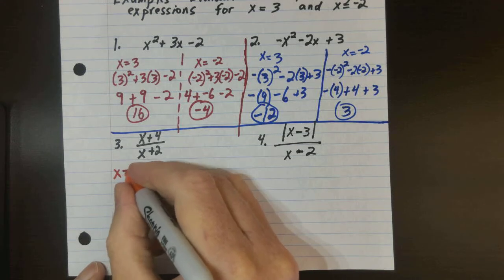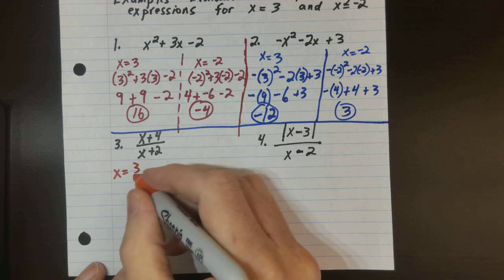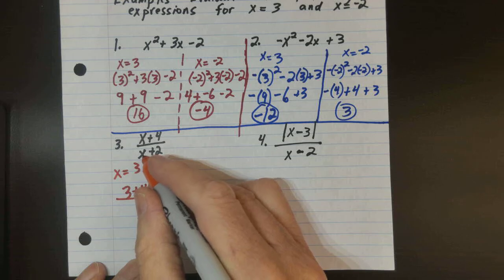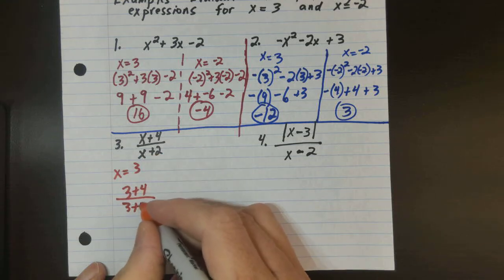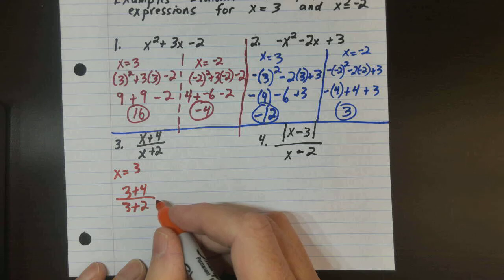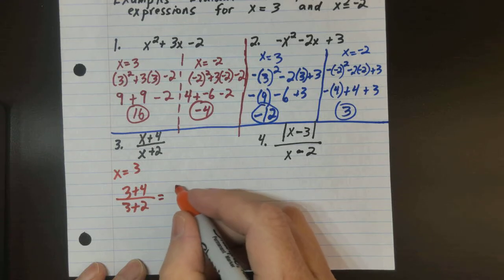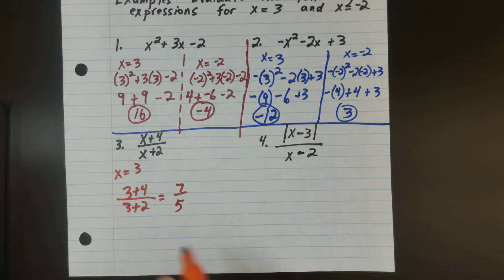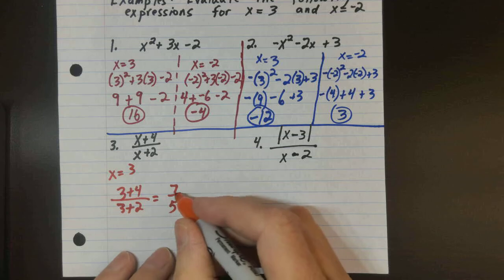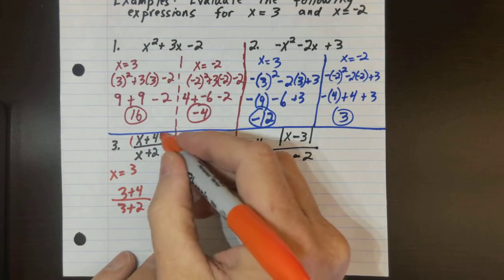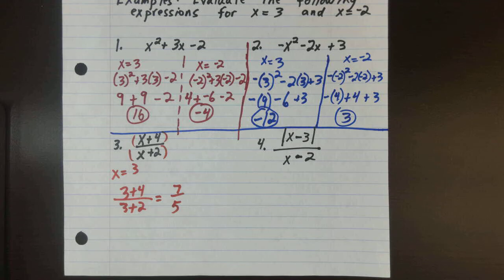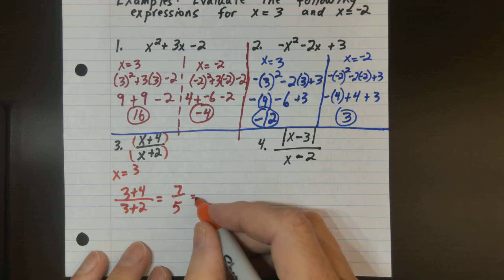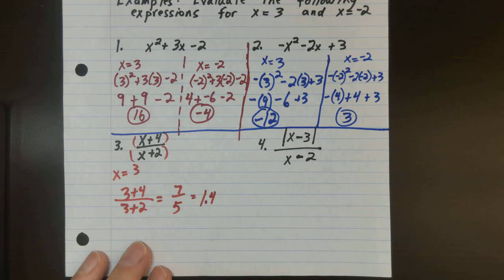When x equals 3, I'm going to put 3 plus 4. And when x plus 2, that's 3 plus 2. And that is 7, and then divided by 5. And the point here being get the top, get the bottom, and this is like parentheses here when you have a fraction bar like this. And then 7 divided by 5, you can leave it as 7/5, or you can write 1.4.